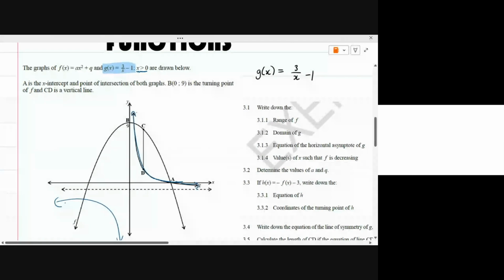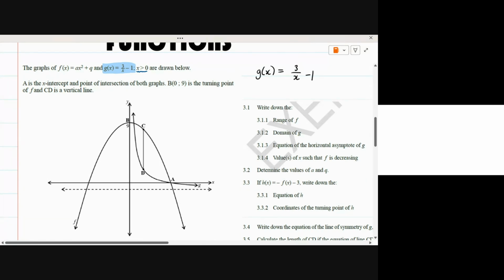If you've never seen this before, please highlight it, grade 10s. It happens quite often. Please make sure that you highlight it, that it is a hyperbola, but they've only given us one side of the hyperbola. It does not mean that this is an exponential graph. Okay. All right.